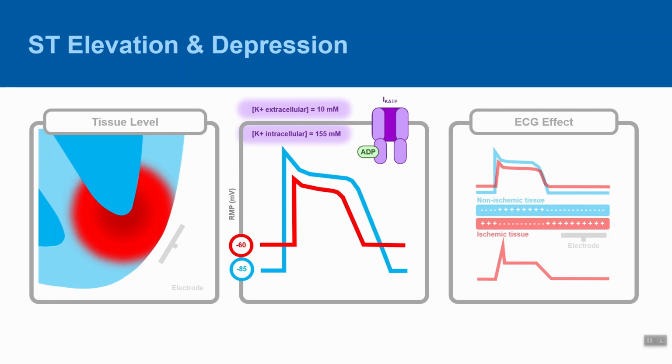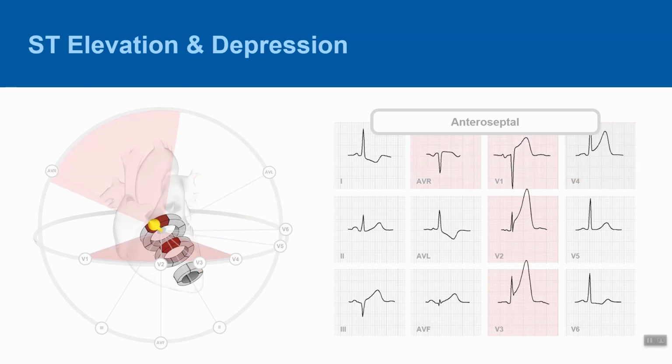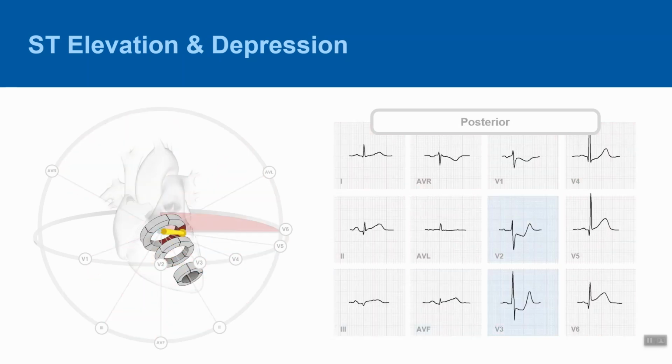Due to the three-dimensional nature of the vector of injury, we can anticipate that the ST segment elevations and depressions will correspond to leads overlying regions of infarcted myocardium. This produces the characteristic patterns we associate with anterior, inferior, lateral, and posterior STEMIs.